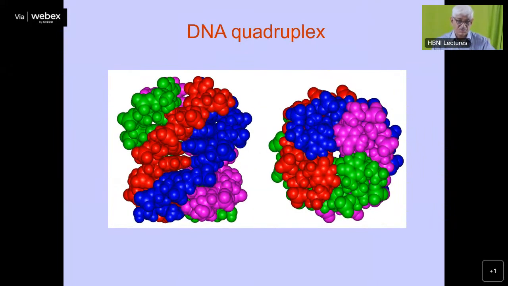Okay, now this is a space-filling model of the DNA quadruplex, and 4 strands are indicated by different colors. This is the G quadruplex. Okay, this is not the I motif. This is the G quadruplex structure, and 4 strands are intertwined in this particular manner. And in between, in the center, are all the G tetrads.